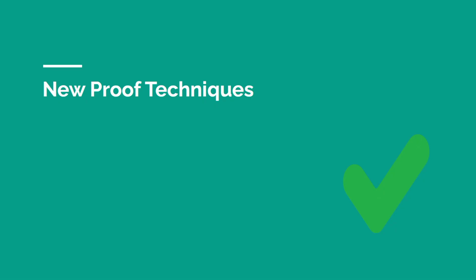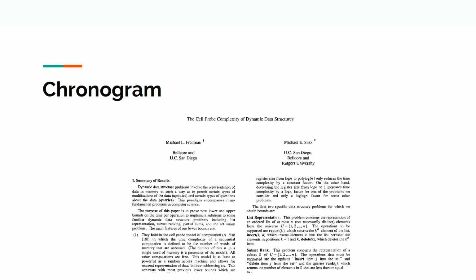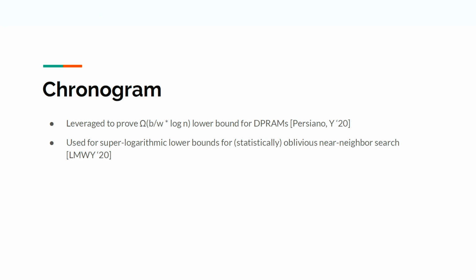All right, so in the last minute or so, I'll give you a little taste of the proof techniques, mainly because I'm running out of time. I won't be able to give you too much, but let me see if I can. We build off the chronogram technique by Fredman and Saks that was introduced in the 90s. In terms of oblivious or cryptographic data structures, it's been used twice in the past.